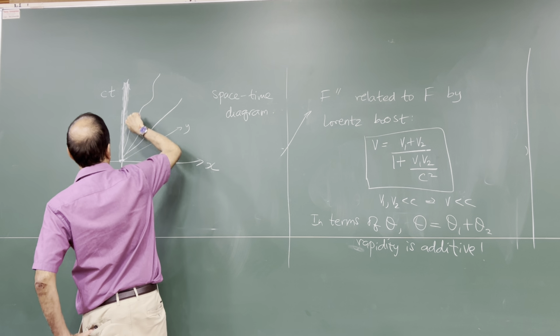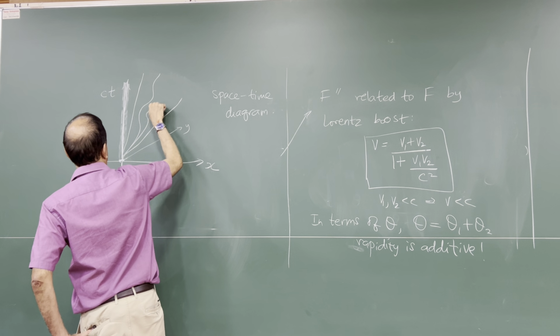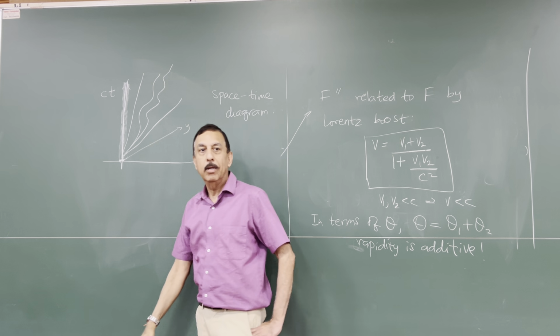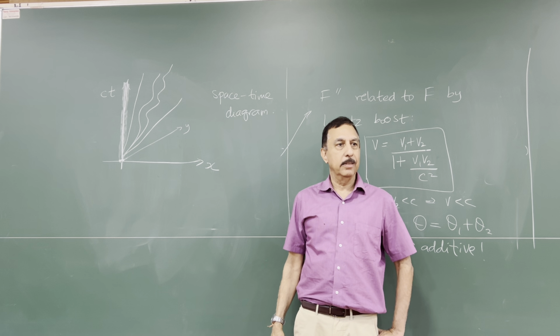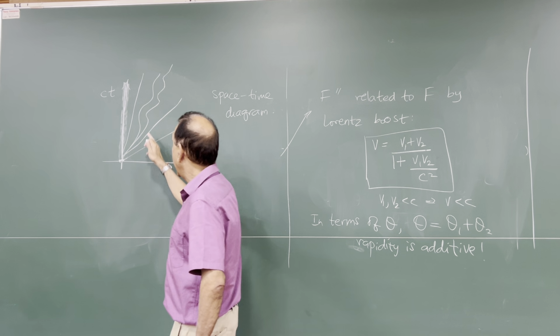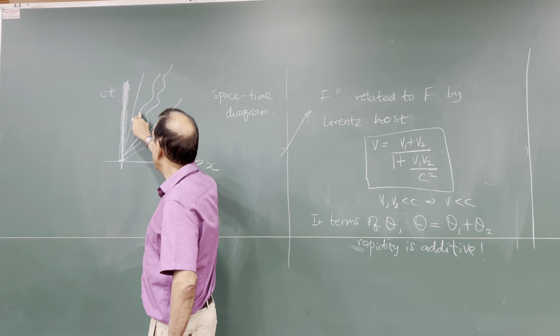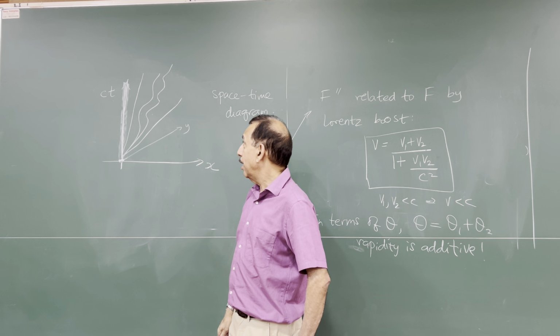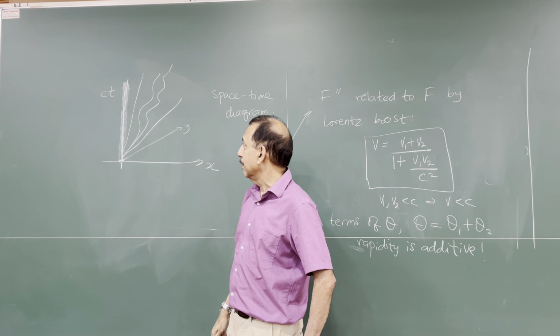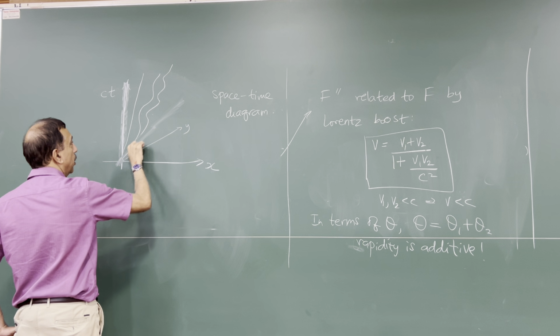We can have very simple lines, we can have very jagged lines. Every object will be described by a line in space-time, and what that line means is what is the position of the object at a given time t. Now there are certain constraints on this line. For example, I can't have a line like this.